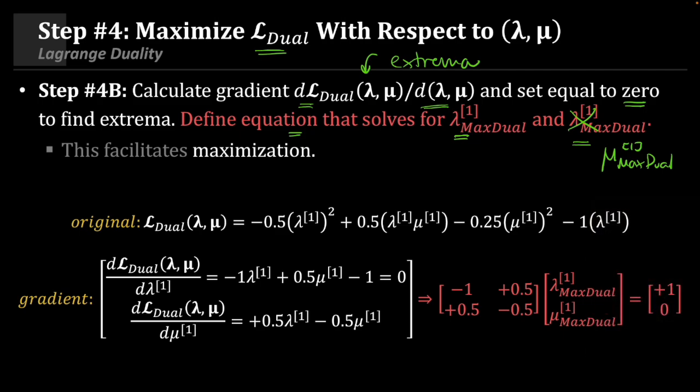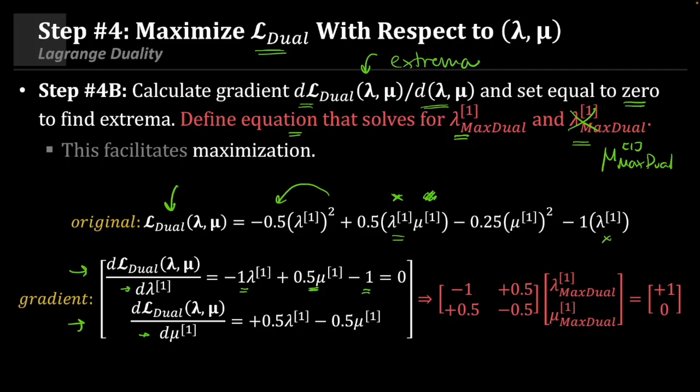Okay, so here, again, we have our dual Lagrange function, and we calculate two different gradients, because we have two Lagrange multipliers: with respect to lambda, with respect to mu. With respect to lambda, we take this 2 and bring it over here, so we end up with negative 1 lambda. This term will go away, so we end up with positive 0.5. This term will go away because we're differentiating with respect to lambda. So we end up with 0.5 mu1. And then this term will go away, leaving us with just a minus 1.